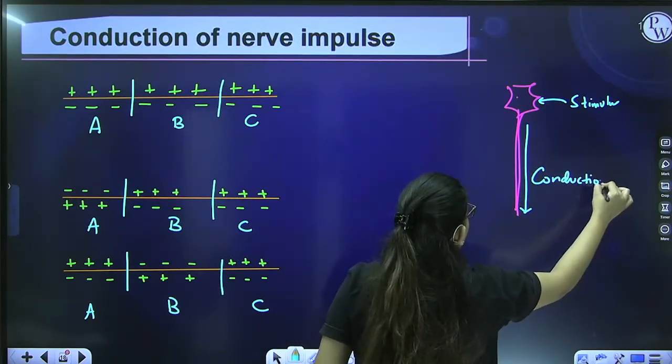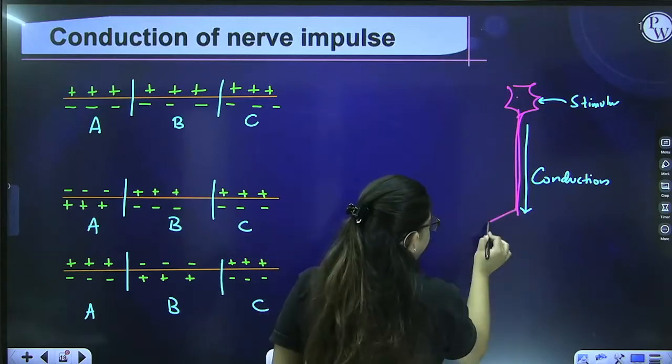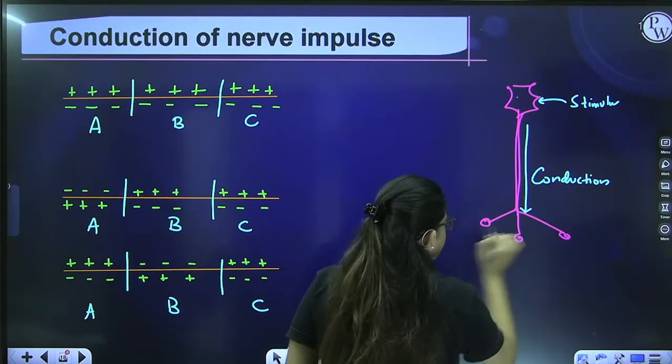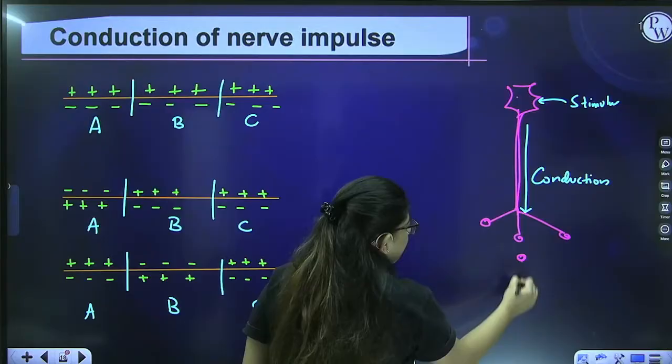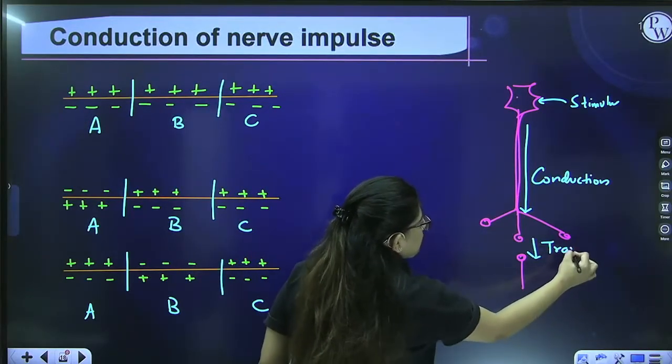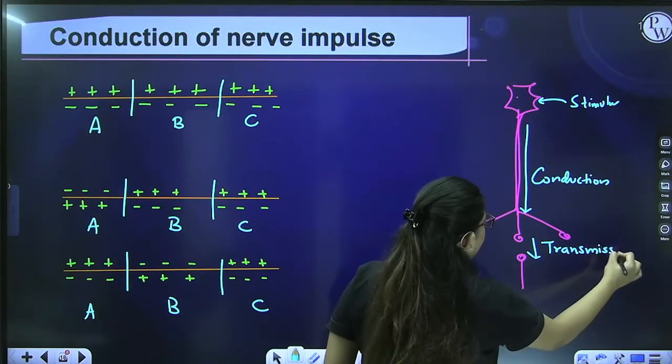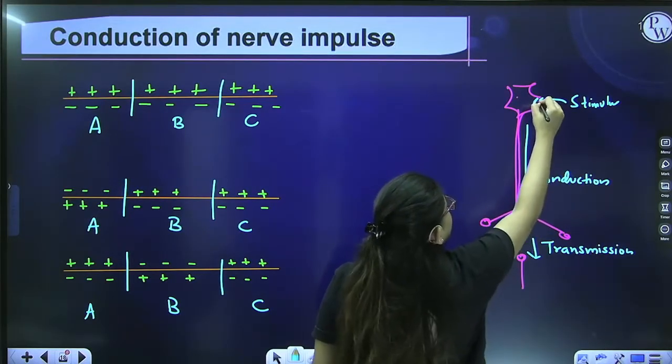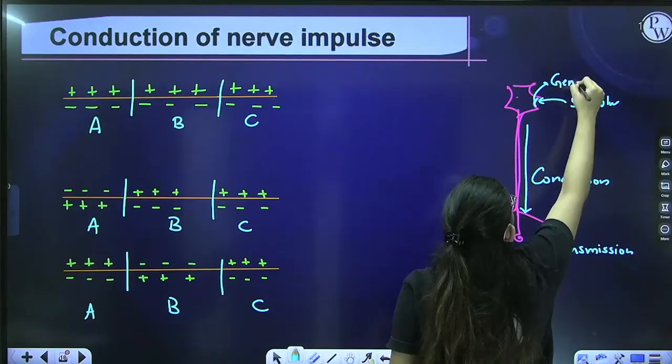Now, this neuron will end at these nodes. How it will move from one neuron to another, this you call transmission. Transmission. So where the stimulus arises, here you call it generation of nerve impulse.